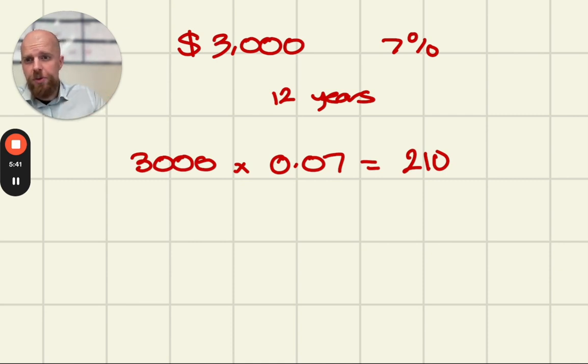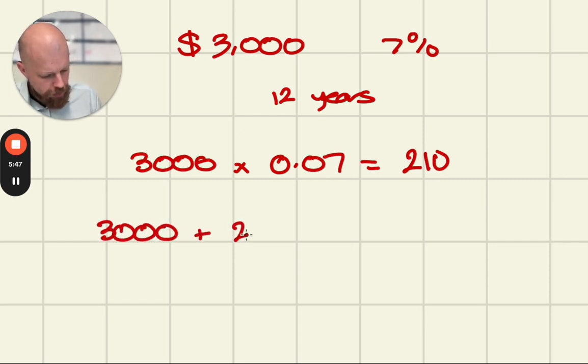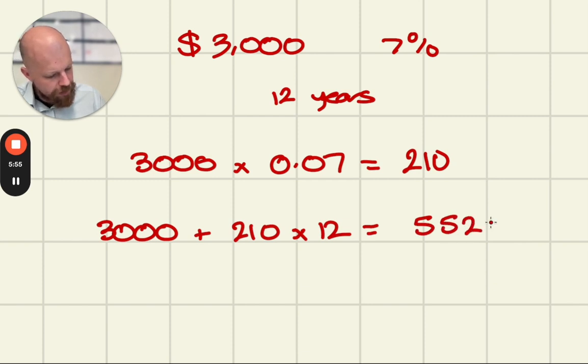That means I'm getting $210 every year, and I want to do that for 12 years. So I do 3,000 plus 210 times 12. So 3,000 plus 210 times 12, giving me a grand total of $5,520 in my bank account.